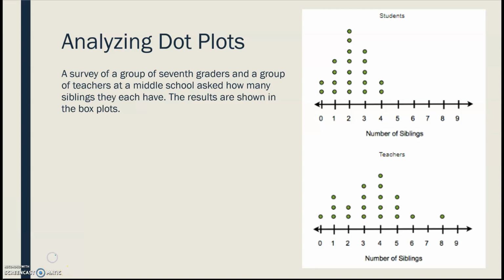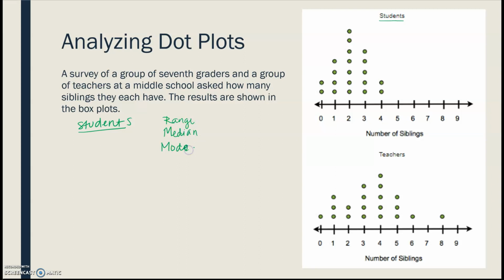So this next question, it's about dot plots. It says a survey of a number of 7th graders and a group of teachers at a middle school are asked how many siblings they each have. The results are shown in the dot plots. So if you remember back to when we did this together in school, I'm going to do students first, and we said R, me, mo. Okay, so students. So range, median, and mode.